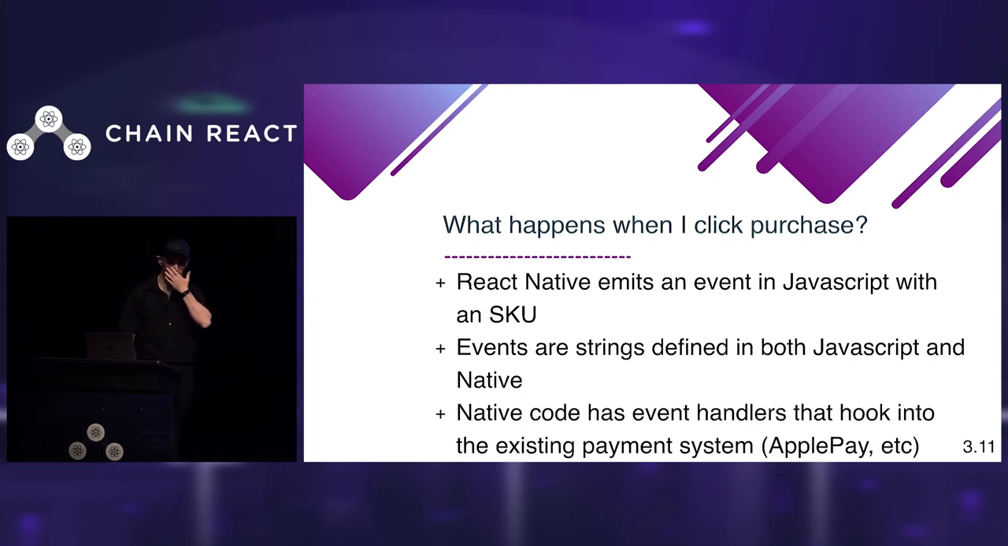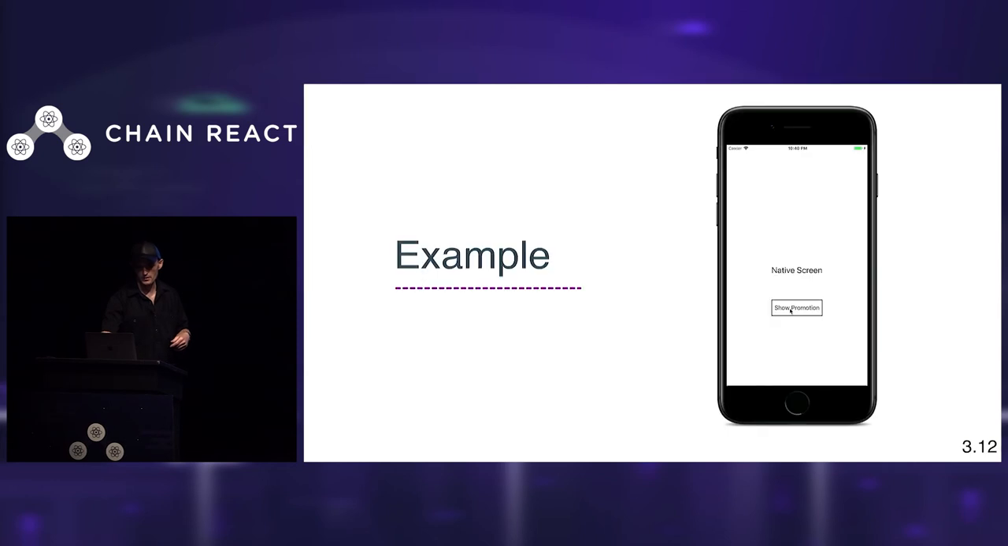Native code has event handlers that hook into the existing payment system. So there's basically a handler, a callback function, that's waiting for a string to come across the bridge with an optional payload, and it's going to do something when that occurs. So let's go look at this example again and enumerate the events that are going to be coming back from React Native.